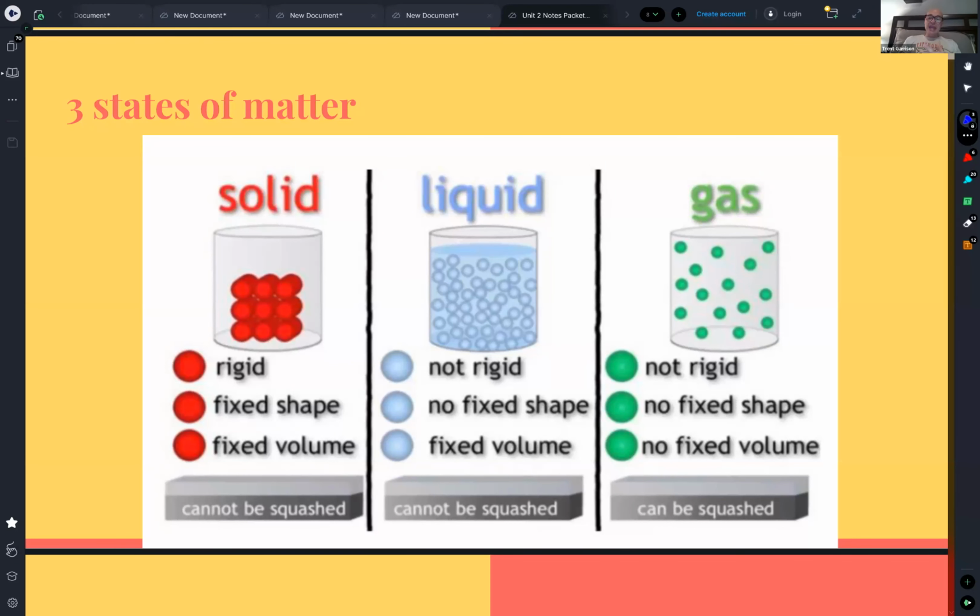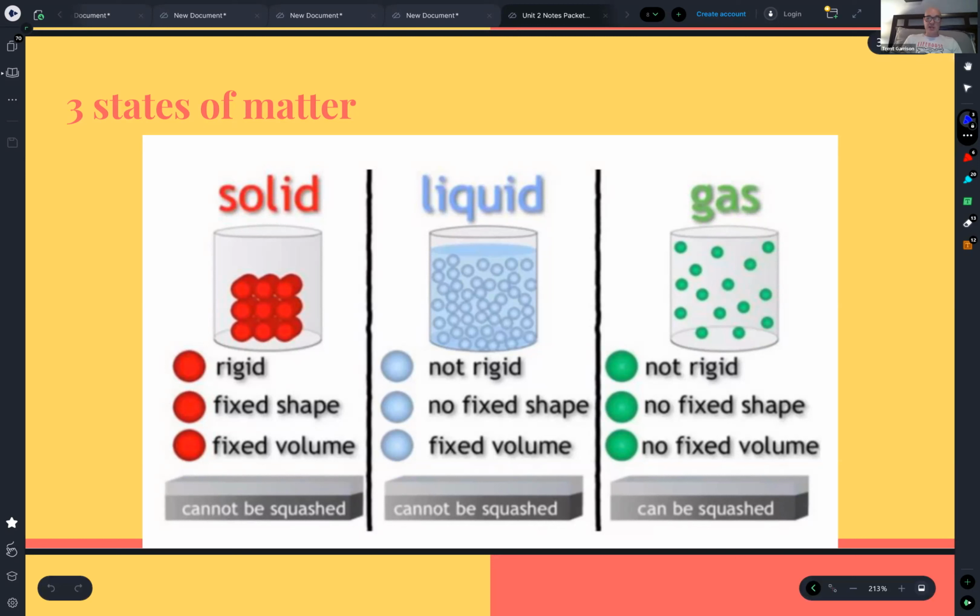However, only the gas can be squished. It can be compressed. It doesn't have a definite volume. It can take up an entire room, or it can be compressed down into a canister. Liquid has a little bit of compressibility, but not very much. And solids, absolutely not. So you definitely know your solid, liquid, and gas. Solids are the coldest. Gases are the hottest.